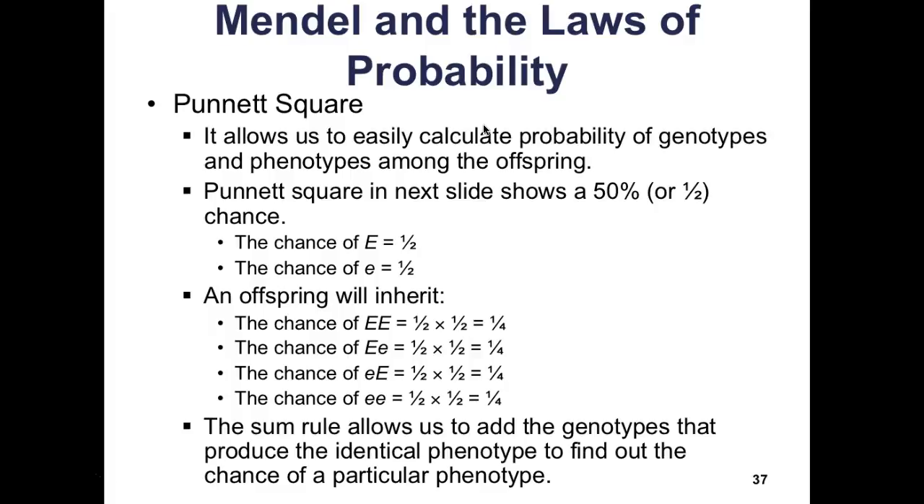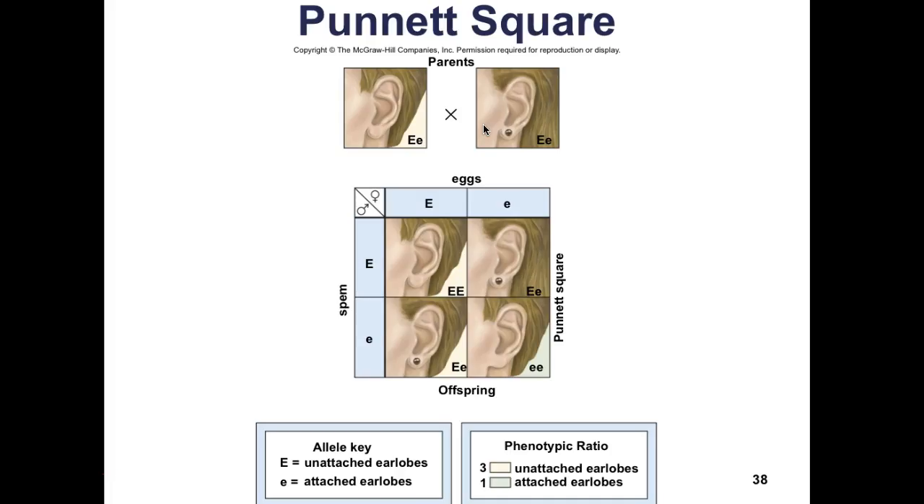You can then apply the sum rule for probability, or the rule of addition. It allows us to add the genotypes that produce the identical phenotype to find out the chance of a particular phenotype occurring in that population from a genetic cross. Here you can see the Punnett square that we illustrated before. You had that half chance for each of those alleles being passed on, allowing for these combinations down below, related to attached or unattached earlobes.